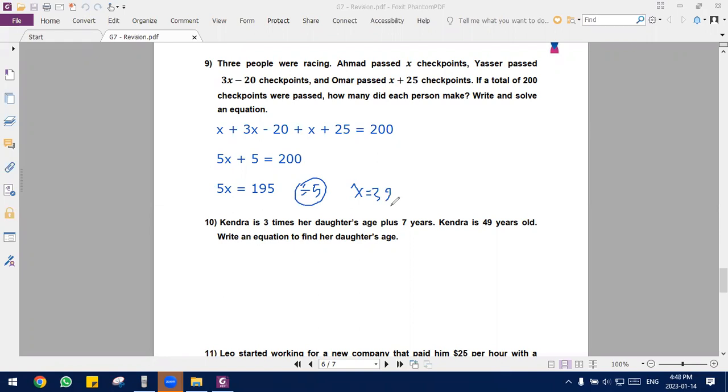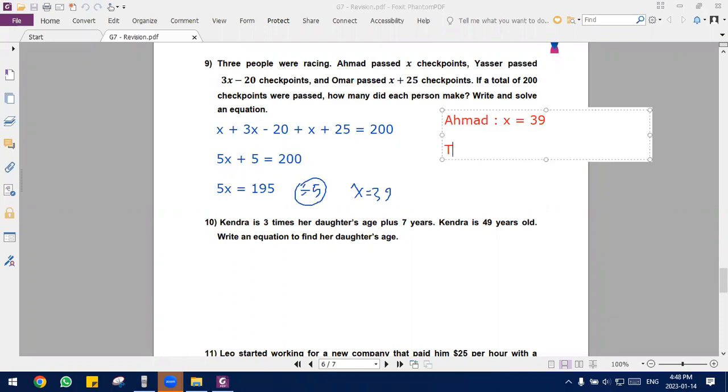Now, did I finish? No. The question here doesn't say find x. It says find each one of them, how many checkpoints he passed. Let me write it down here. Now for Ahmed, he passed how many? x. And x was equal to what? 39. So for him, he passed 39 checkpoints.